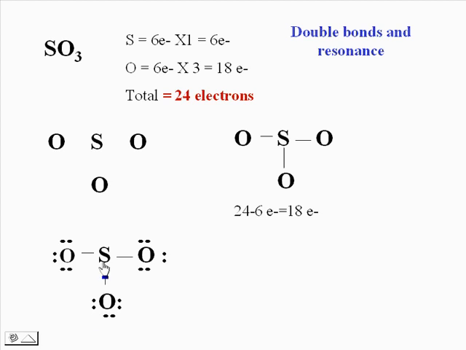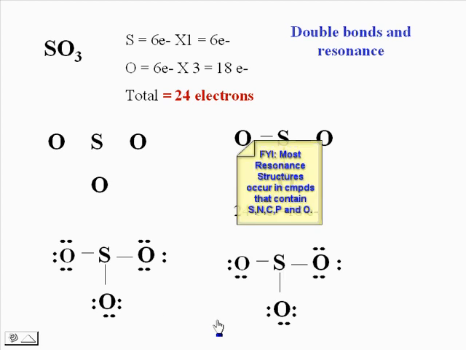However, sulfur does not have 8 electrons. Again, I can take a pair of electrons from this oxygen and bring it down to make a double bond. Or maybe I could take a pair from this one and bring this one down, or this and bring this one up. So this is another one that is a resonance structure.